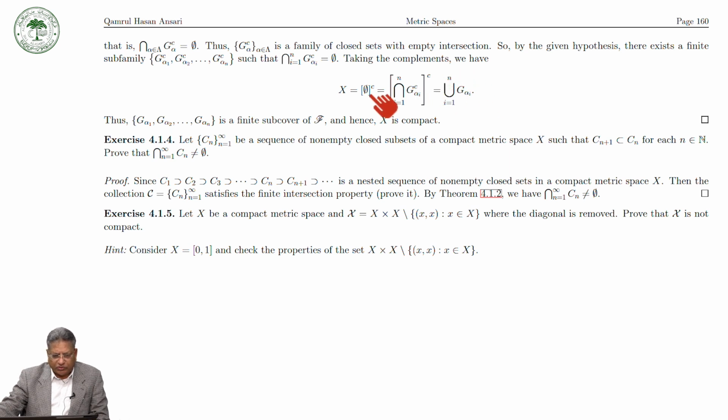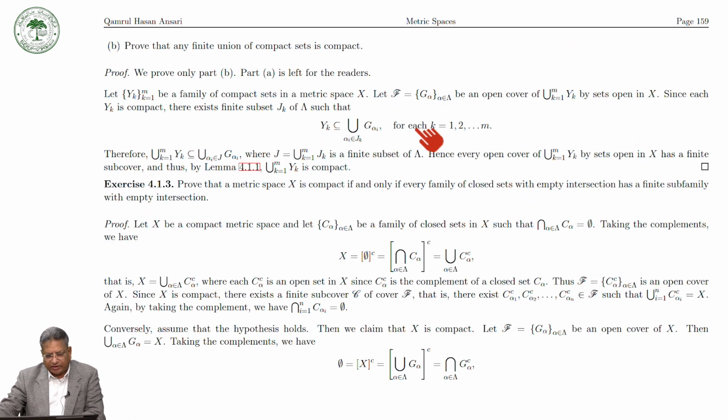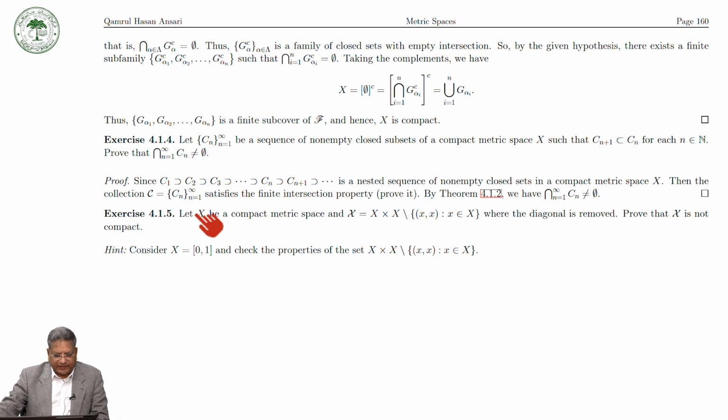So this is equal to X. It means that these G alpha i's, G alpha 1, G alpha 2, up to G alpha n, are a finite subcover of F, and hence X is compact. So this way we can prove that the set X is compact if every family of closed sets with empty intersection has a finite subfamily with empty intersection. Okay, take the next exercise.